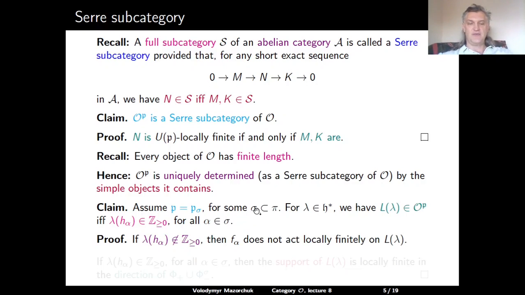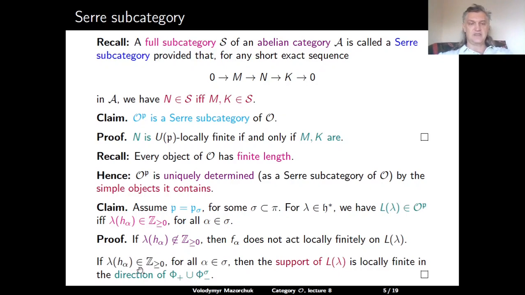To see this, we first note that in case the evaluation of lambda at some such H alpha is not a non-negative integer, then the element F alpha does not act locally finitely on L lambda. We have seen this in the previous lectures. But this is an element of our parabolic subalgebra, which immediately tells us that such L lambda cannot be in the parabolic category.